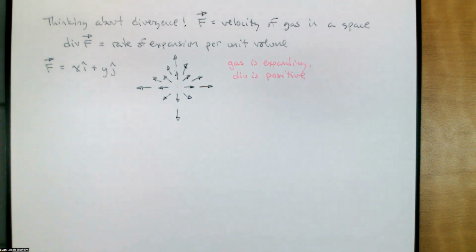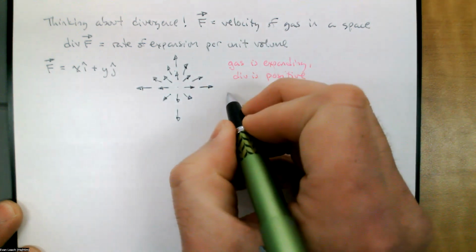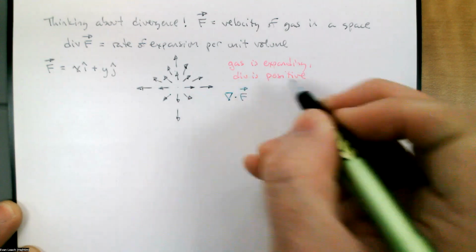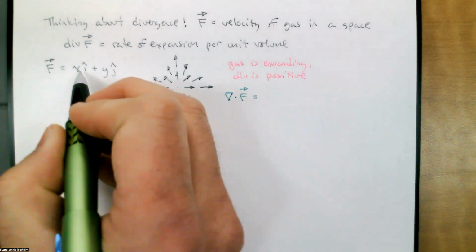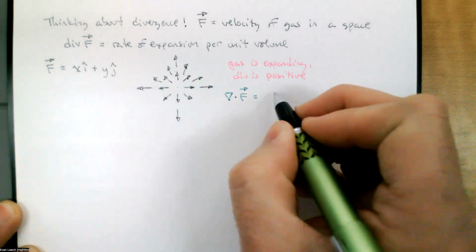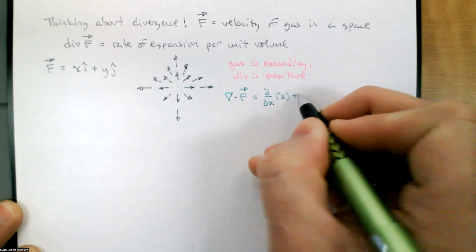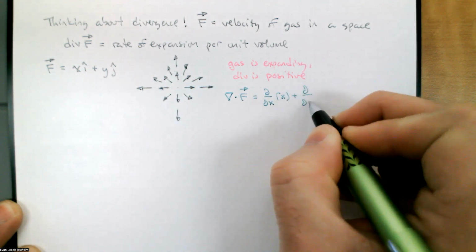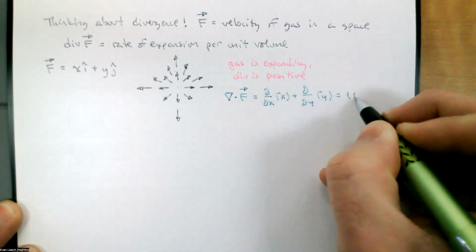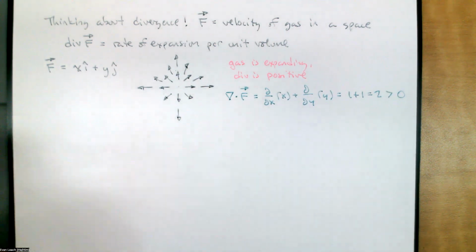Remember, we're going to get a scalar. So the divergence of F, del dot F, will be the partial with respect to x of the i component and the partial with respect to y of the j component. The partial with respect to x of x plus the partial with respect to y of y. So it's going to be 1 plus 1, which is 2, which is positive, as we had foreseen.